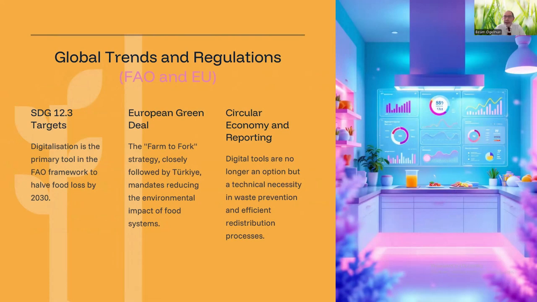Food management is no longer a local preference, but a matter of global compliance. The Food and Agriculture Organization of the United Nations, FAO, has identified digitalization as the most fundamental tool under the Sustainable Development Goals SDG 12.3, which aim to halve food loss by 2030. The European Green Deal and the Farm to Fork strategy follow closely as a strategic guide. Turkey placed the reduction of the environmental impact of the food system into a legal framework.